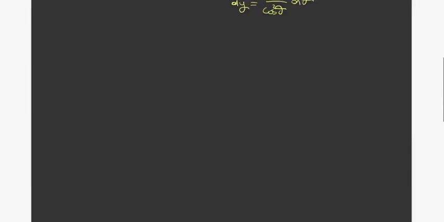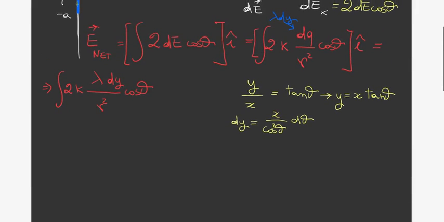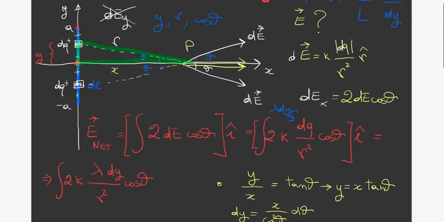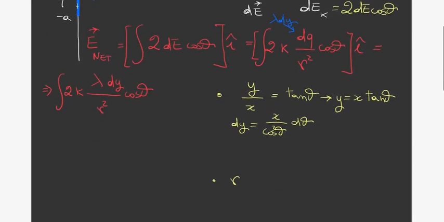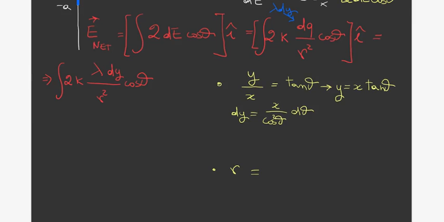Now I will have to complete to know what is r squared. Let's look at the picture of my triangle. If I do r cosine theta, I obtain x. Therefore, r is equal to x divided by cosine theta.